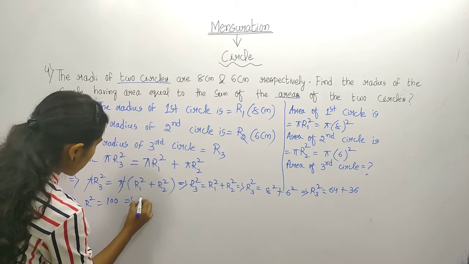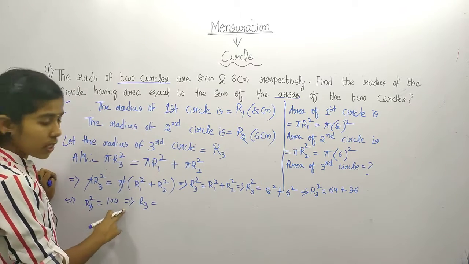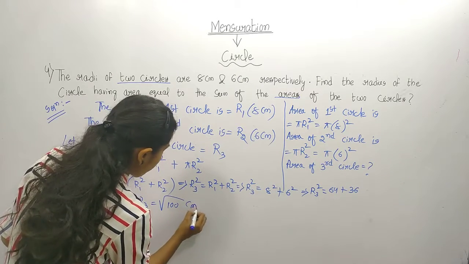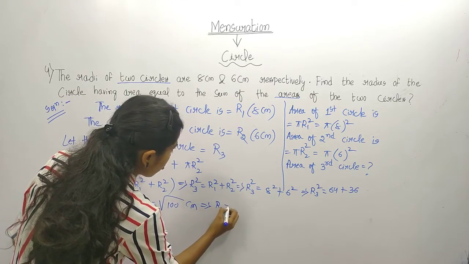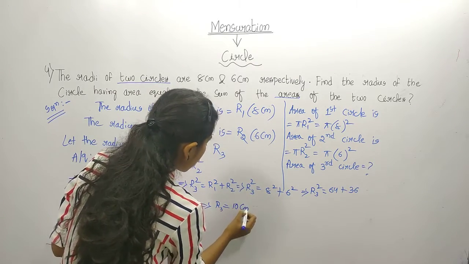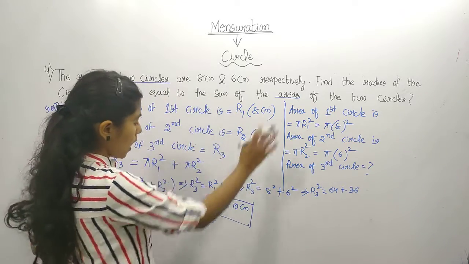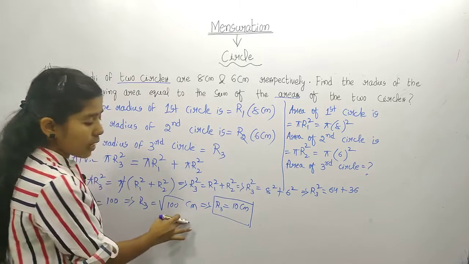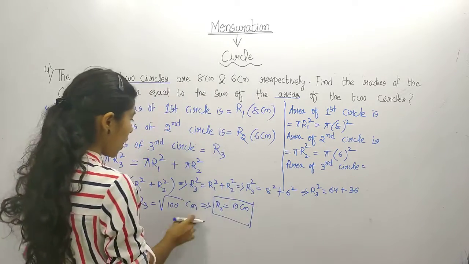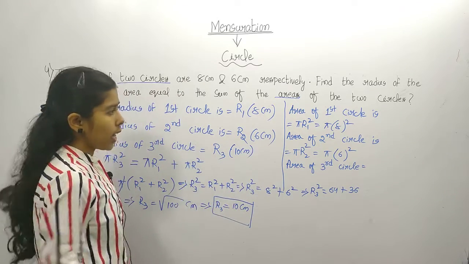So that implies r3 we have to find. So r3 equals, the square will go to the other side, so it becomes root over 100 cm. So r3 equals square root of 100, which is 10. So r3 is 10 cm. So the radius of the third circle is 10 cm. So what will you write here? Radius of the third circle is 10 cm. Okay, like this you have to find.